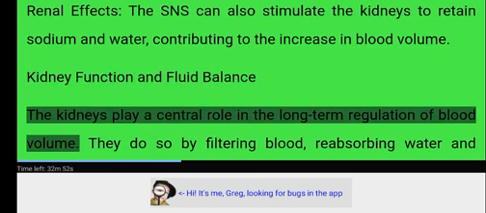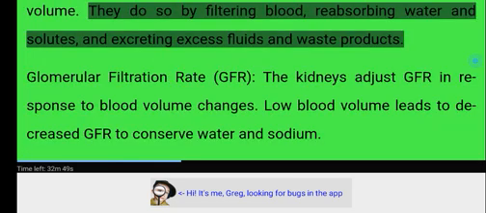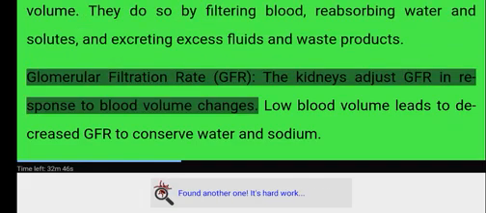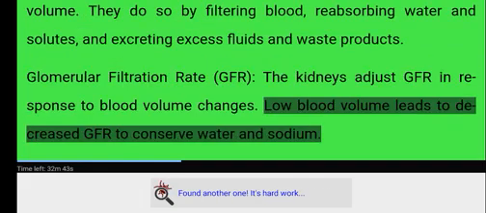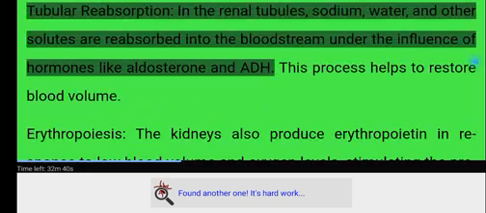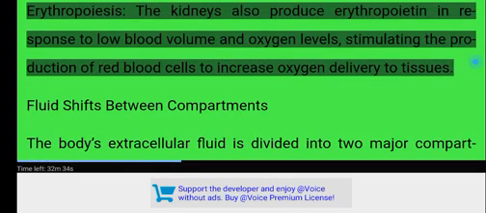Kidney function and fluid balance. The kidneys play a central role in the long-term regulation of blood volume. They do so by filtering blood, reabsorbing water and solutes, and excreting excess fluids and waste products. Glomerular filtration rate (GFR). The kidneys adjust GFR in response to blood volume changes. Low blood volume leads to decreased GFR to conserve water and sodium. Tubular reabsorption. In the renal tubules, sodium, water, and other solutes are reabsorbed into the bloodstream under the influence of hormones like aldosterone and ADH. This process helps to restore blood volume.